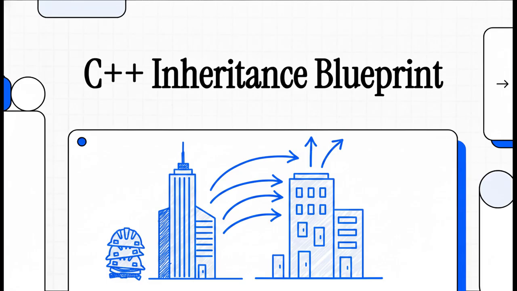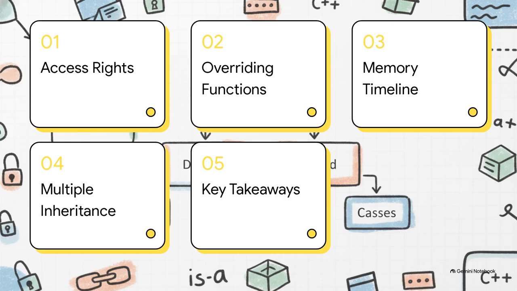Well, in C++, inheritance lets us do exactly that with our code. We can take an existing class, our solid foundation, and just build upon it seamlessly. So let's grab our hard hats and start decoding these architectural rules. Okay, here is our game plan for today. We'll be covering access rights and inheritance, overriding base class functions, constructor and destructor execution, the multiple inheritance trap, and finally, a quick summary and key takeaways.